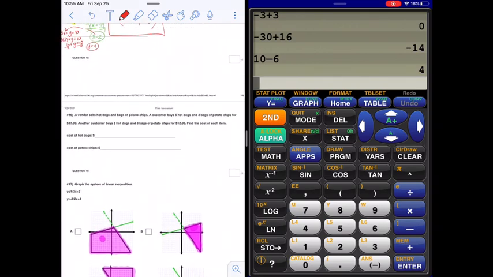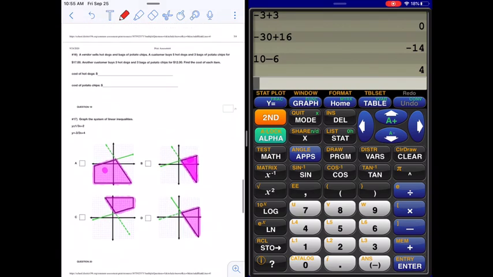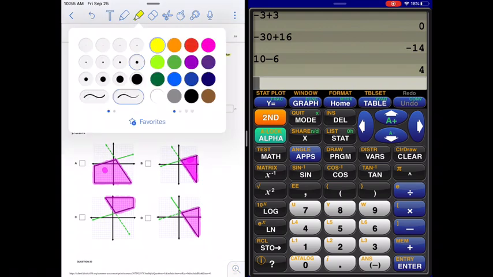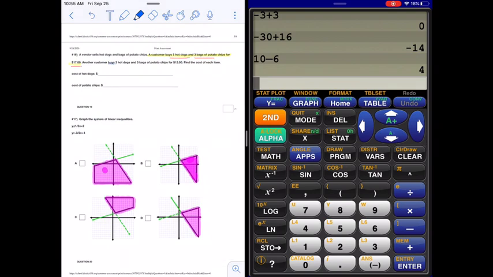Let's look here at number 16. A vendor sells hot dogs and bags of potato chips. A customer buys 5 hot dogs and 3 bags of potato chips for $17. So here is one of your equations right there. Another customer buys 3 hot dogs and 3 bags of potato chips for $12.